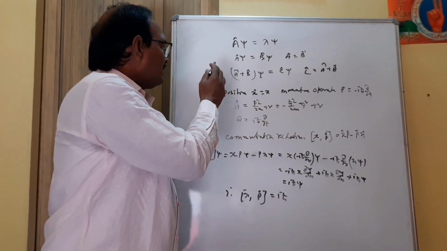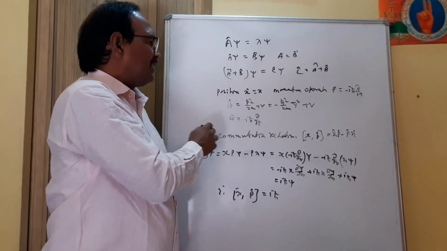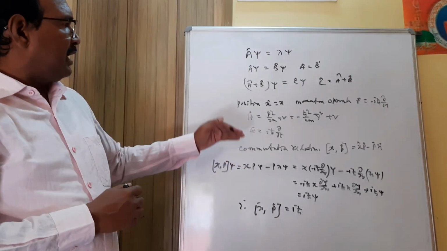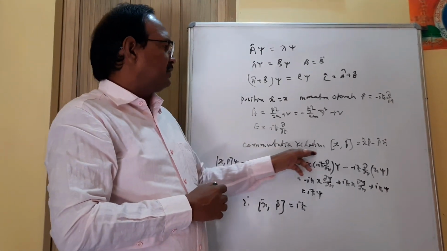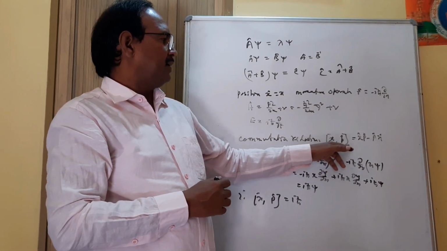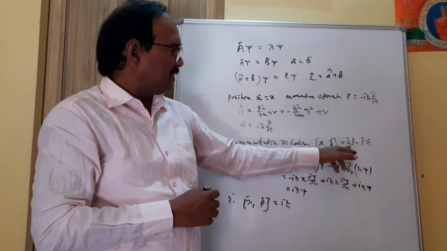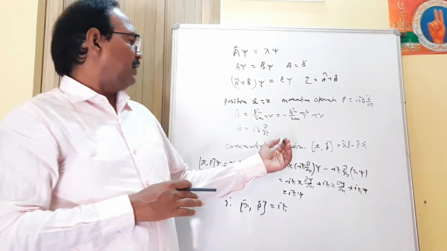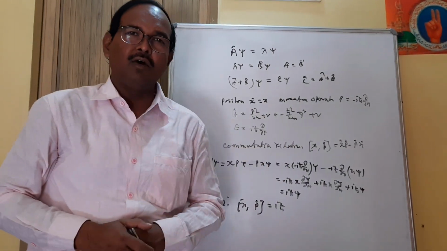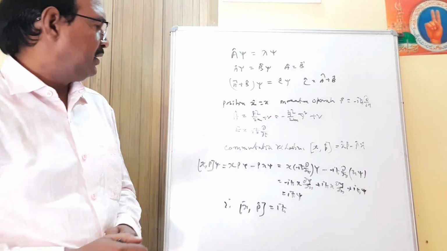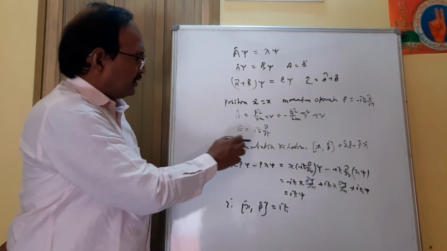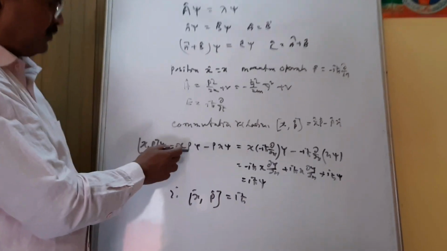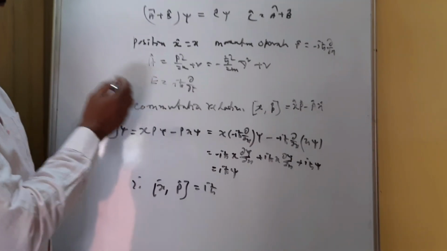We are interested only in the commutation relation of these operators. In commutator form, the commutator of x and p within square brackets is xp minus px. When we find this type of commutation relation, we always use a wave function psi. So we write x p psi minus p x psi.